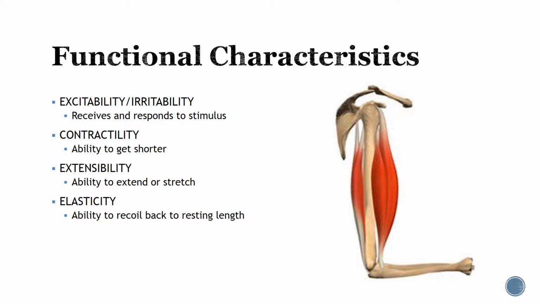Functional characteristics. Excitability or irritability is the ability to receive and respond to stimulus. Contractibility is the ability to get shorter. Extensibility is the ability to extend or stretch. And elasticity is the ability to recoil back to resting length.